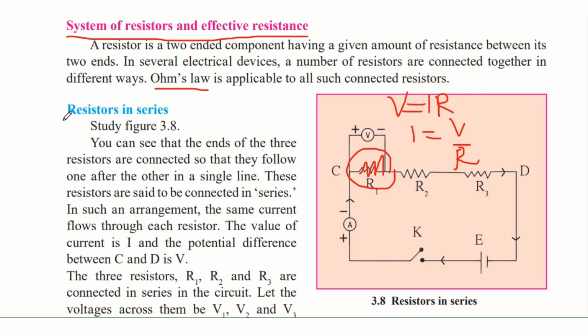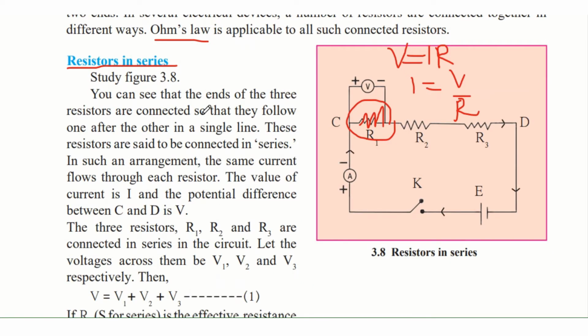The first type that we will learn is resistors in series. If you remember, earlier the ammeter was always connected in series to the resistor. It meant that to be connected in series, it had to be placed next to it, where one end had a common end. So this figure is telling us that the resistors are connected in series.